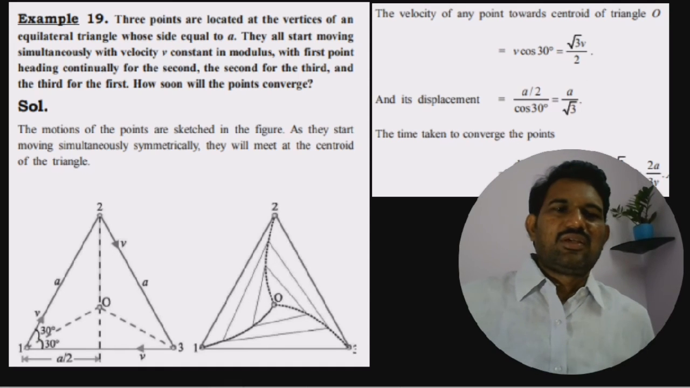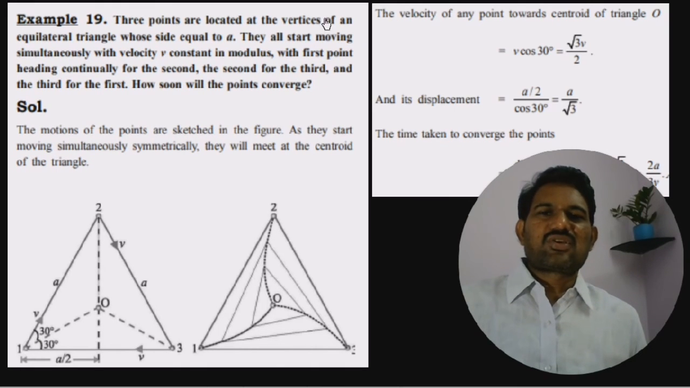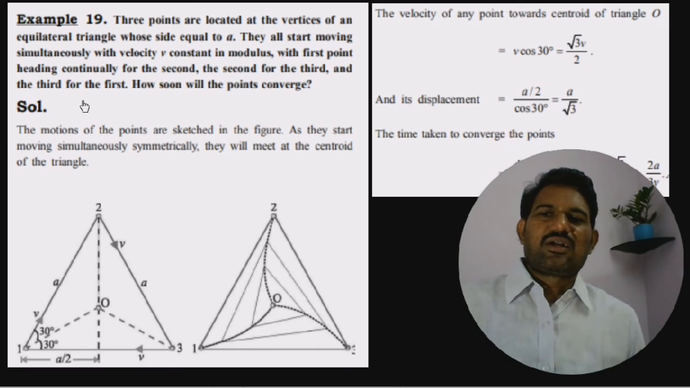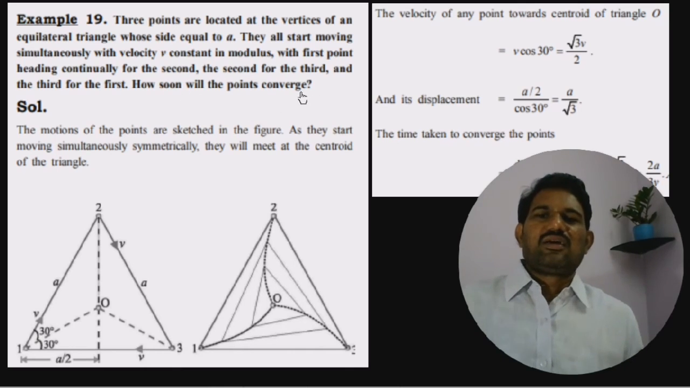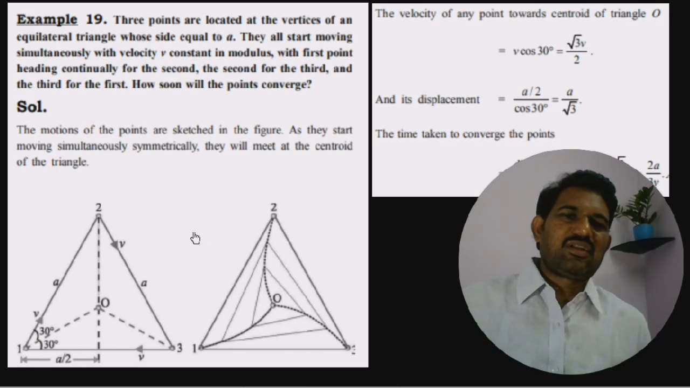So see this problem. Three particles are located at the vertices of an equilateral triangle whose sides equal a. All the particles start moving simultaneously with the velocity v, constant in modulus, with the first heading constantly for the second, the second for the third, and the third for the first. How soon will the particles converge? So that means after what time the particles will meet with each other, they are asking here.